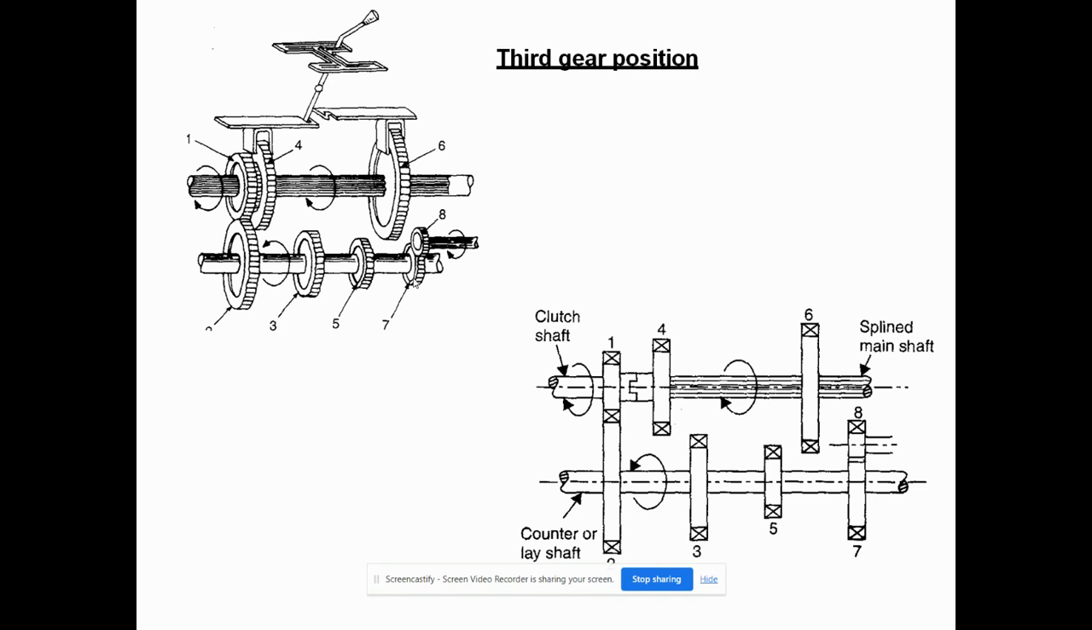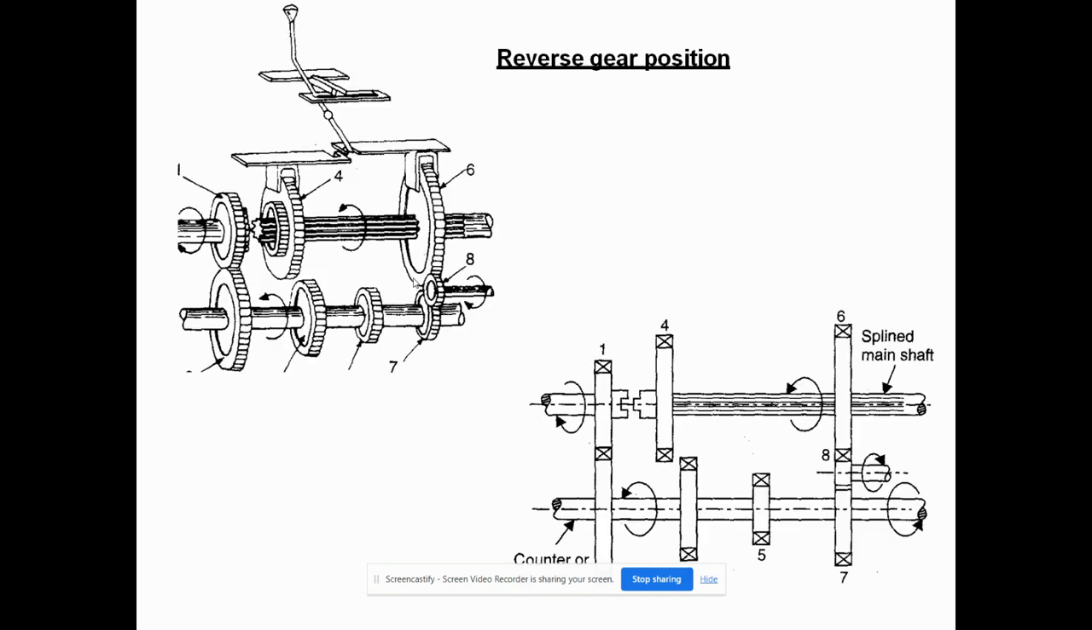And what is going to happen for the reverse gear? This is the reverse gear position. If we apply the reverse gear, then everyone is disconnected from each other. 1 and 4 are disconnected from each other, but 1 and 2 are in contact with each other. After that, 4 and 3 are also disconnected from each other, and 6 along with the 8th gear and the 7th gear are in contact with each other. After this, the reverse gear will be applied.